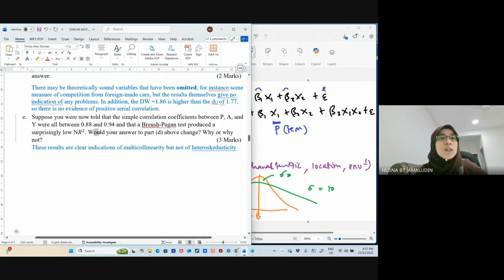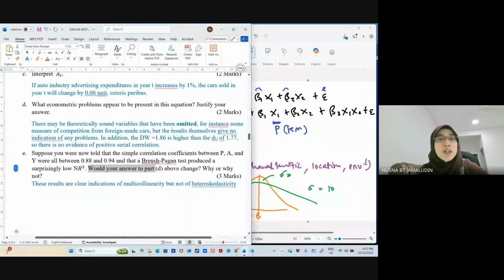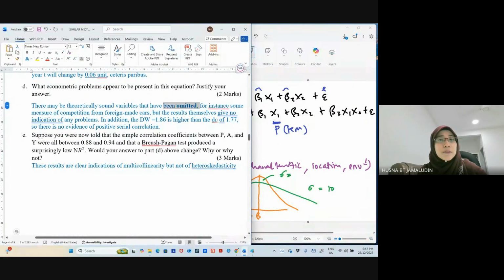So it says that, would your answer to part D just now, where you mentioned you have omitted variables, and what else you mentioned, you have what we call functional form, because this is macro data, you want to put log functional form. Okay, would your answer to part D above change?